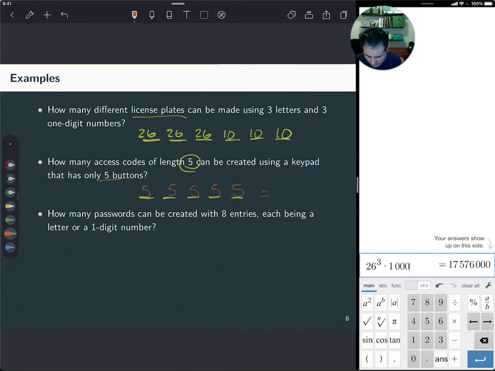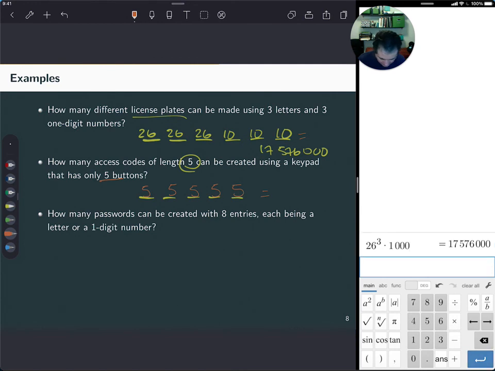And you multiply those numbers. Sorry, I didn't write that number here. This number was 17,576,000. And this number, 5 to the power of 5, is 3,125.